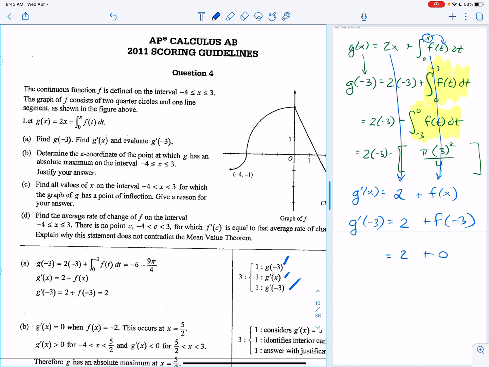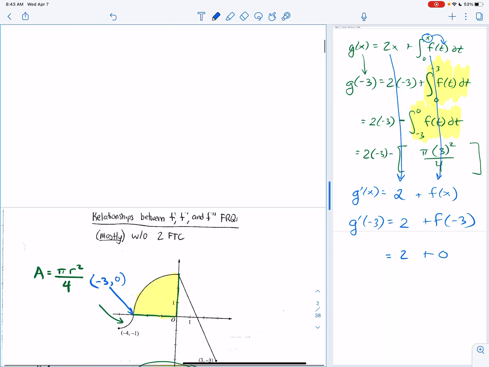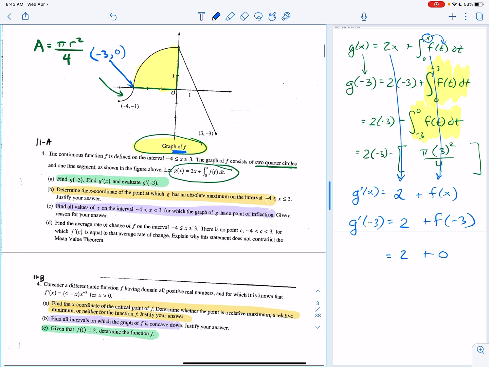Getting 3 points is easy, all right? You just got to look for it. You got to find it. It's there. Okay? Cool. Let's do a couple more because there are different ones. It's not always equipped like that.